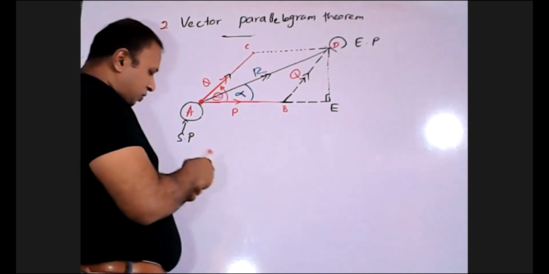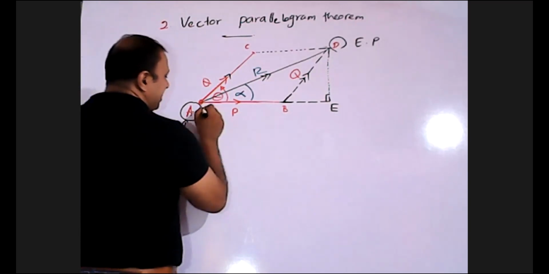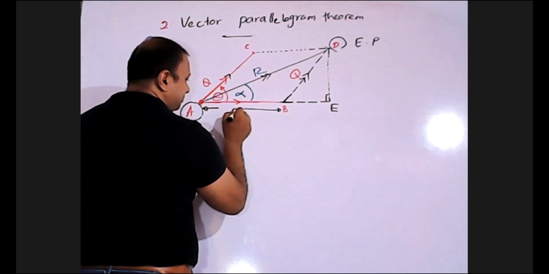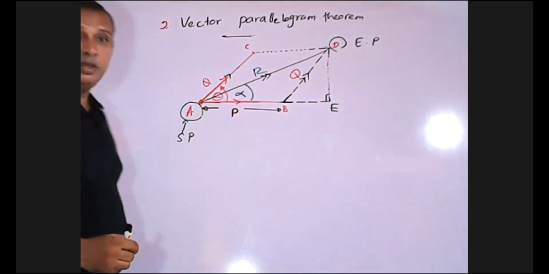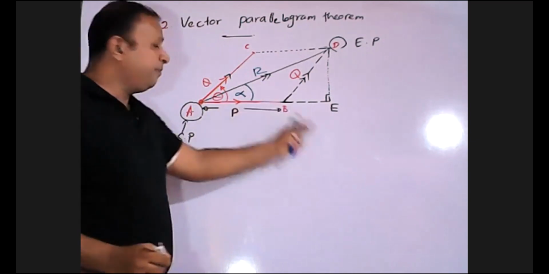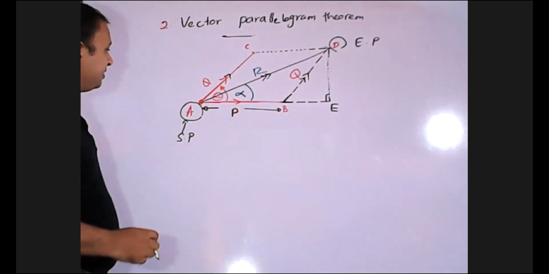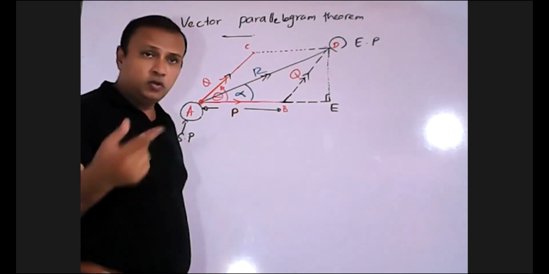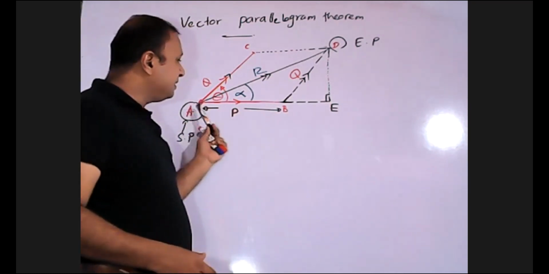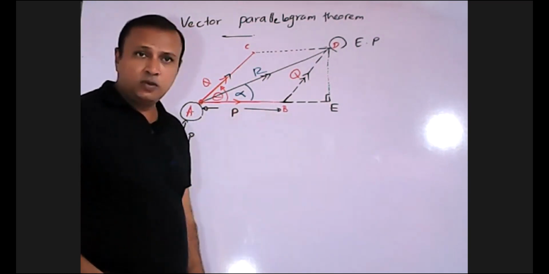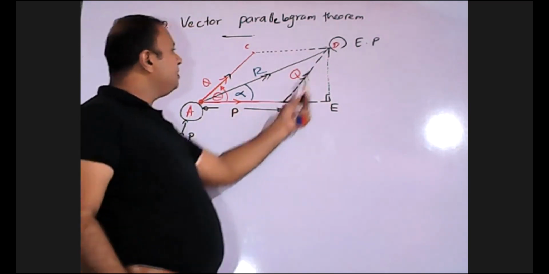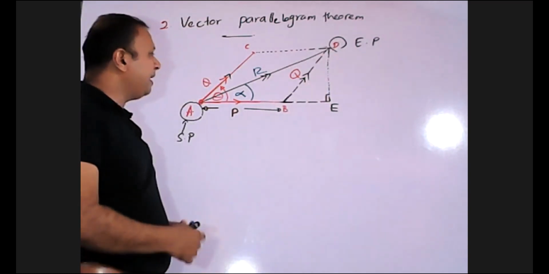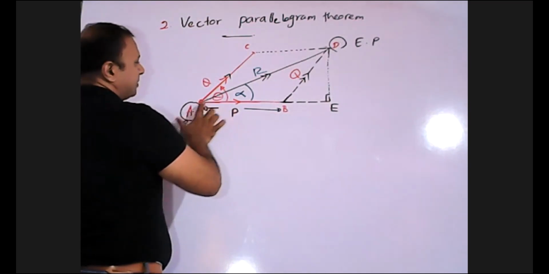You know this length. This length is equal to P, because AB side represents the P vector in magnitude and direction. Therefore, I can consider the AB side is equal to P and BD side is equal to Q. Okay. Then look at this.